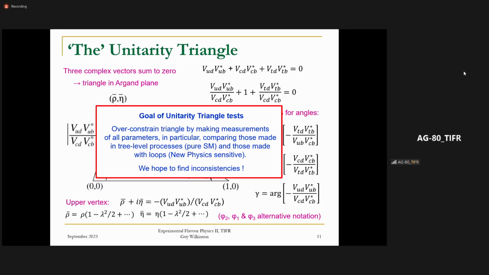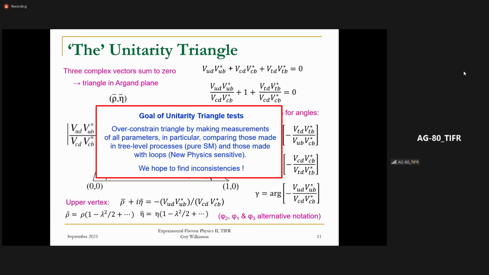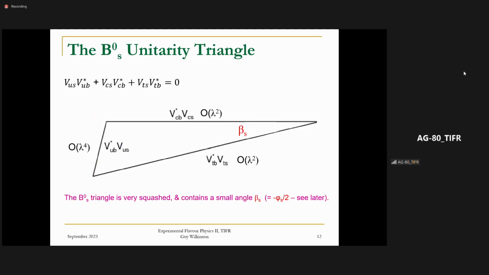So that is what we call the unitarity triangle, which I'll be discussing for most of today. But let me just preview that there is another unitarity triangle. I said that there are other relations you can write down, and these other triangles are generally much more squashed. And here is one, known as the Bs unitarity triangle. It has an angle here, beta_s, which is actually very, very small. We'll be coming back to this later.